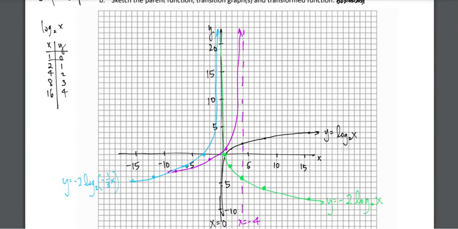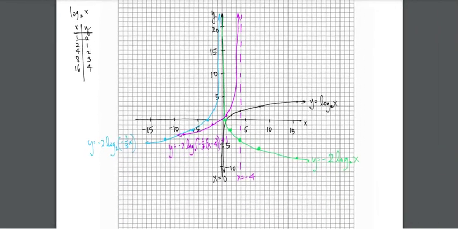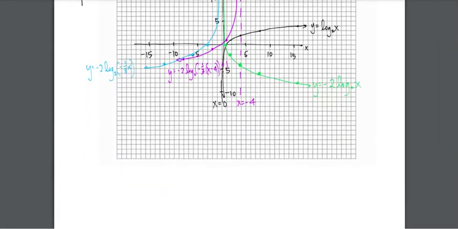Okay. And that is y equals -2 log base 2 of -1/3 (x minus 4) plus 1. Done. Okay? It does take a bit of time, but if you're careful, then it's not too difficult. You just have to know what you're doing.